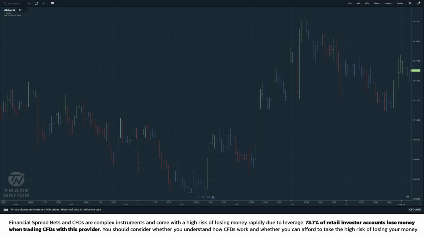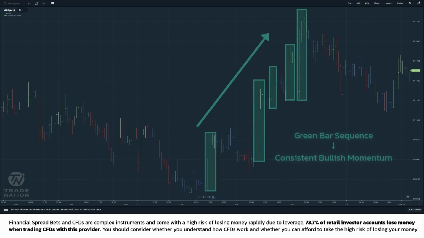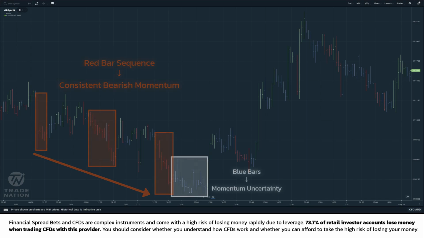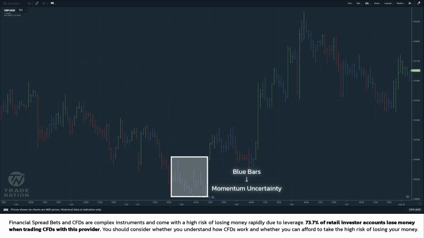The value of the Elder Impulse System is that it gives a quick visual reading of price behavior. A series of green bars may suggest that upward momentum remains consistent. A series of red bars may suggest that downward momentum remains consistent. A shift into blue may show that momentum is becoming less clear.